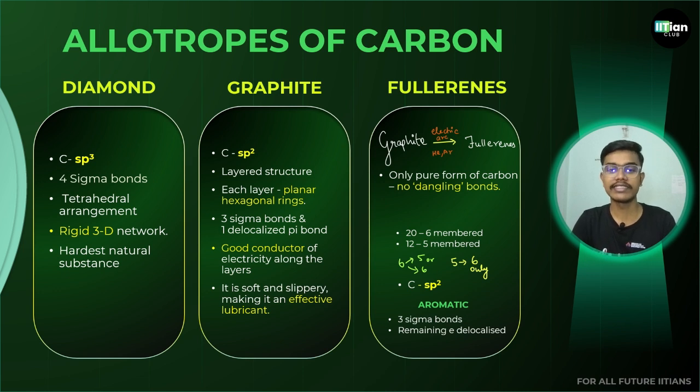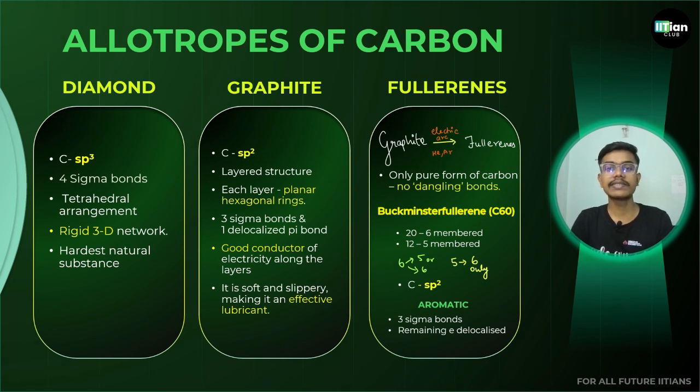Next up, we have fullerenes. Fullerenes are obtained when graphite is heated in an electric arc in the presence of the noble gases helium and argon. These are pure forms of carbon because there are no dangling bonds. There is a special kind of fullerene called Buckminsterfullerene, which has 20 six-membered rings, that is, hexagonal rings, and 12 five-membered rings. Totally, there are 60 carbon atoms in it, and it's called C60.